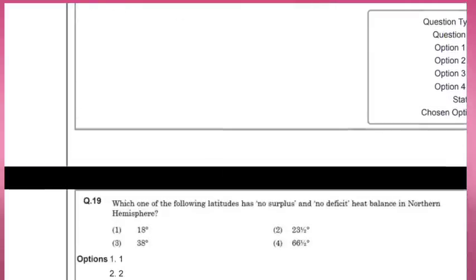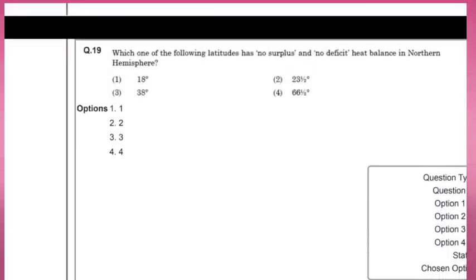And must match your question ID, and definitely must match in your question ID. Which one of the following latitudes has no surplus and no deficit in the heat balance in the northern hemisphere? Definitely the answer is 38 degrees, option 3 is the right answer.